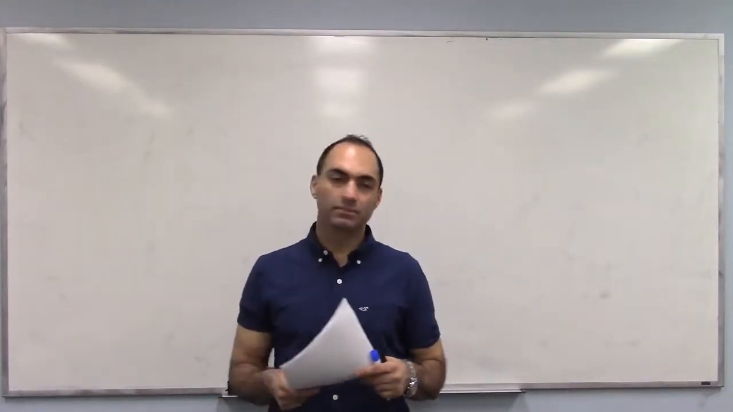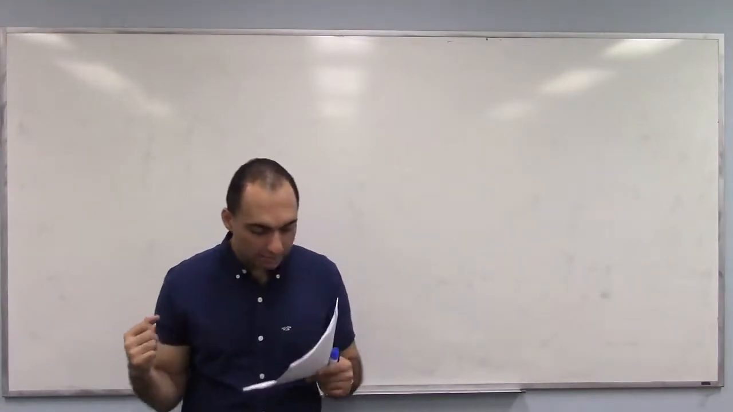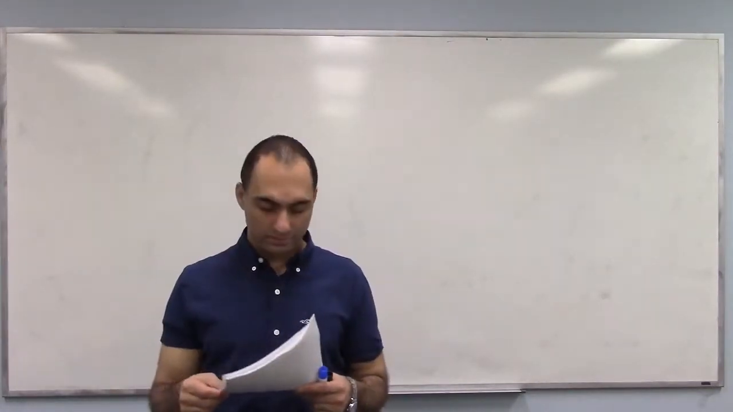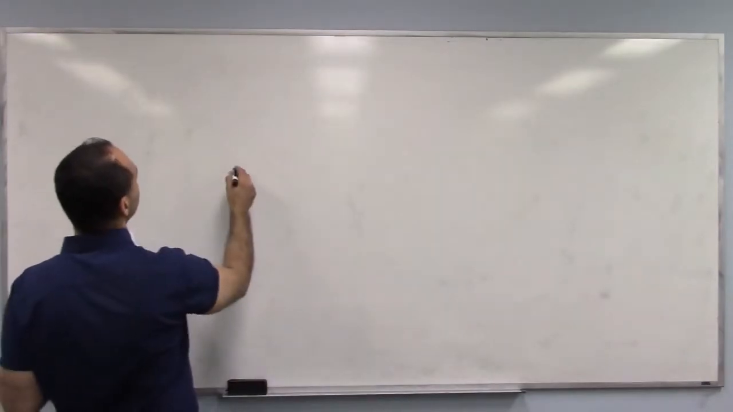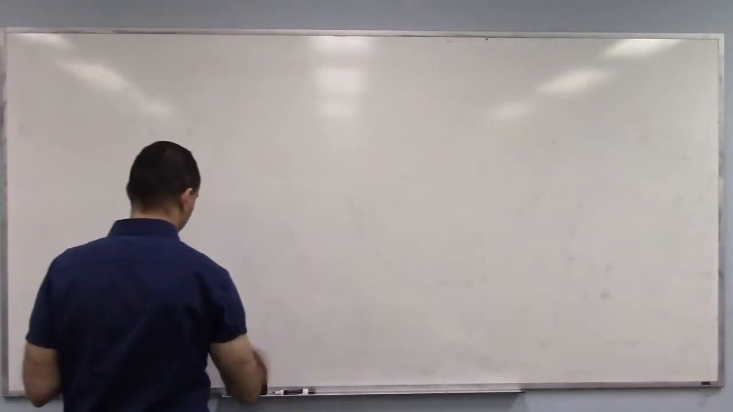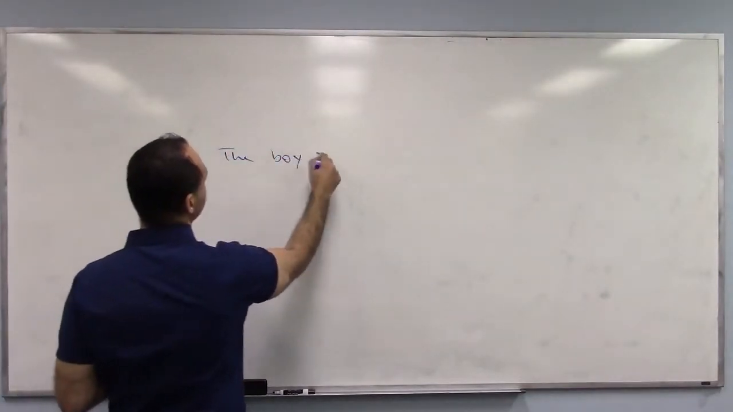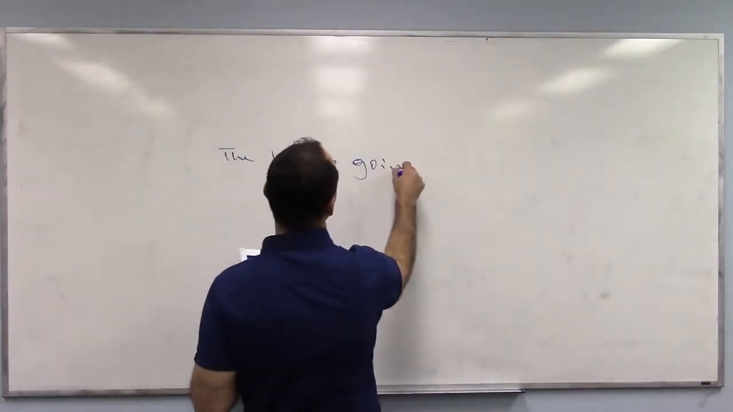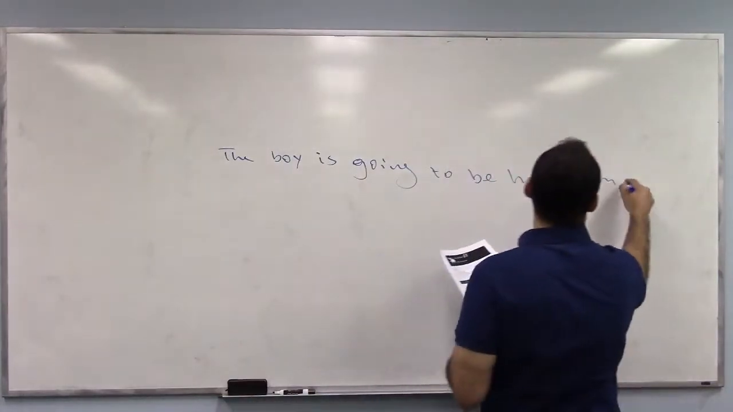Mary had helped the boy. The boy had been helped by Mary. Mary will help the boy. The boy will be helped by Mary. Mary is going to help the boy. To be going to. The boy is going to be helped by Mary.